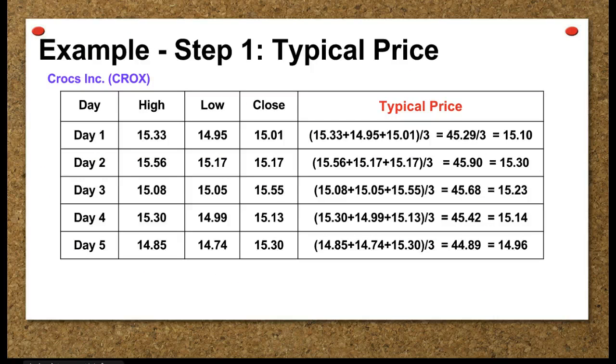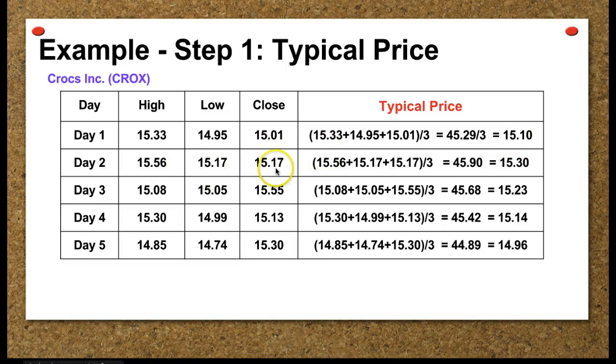All right, here's our example. Step 1, our typical price. Well, here's 5 days, and here's the high, the low, and the close, and this is from Crocs. So I've calculated the typical price by adding these up and dividing by 3. You've practiced doing this already, finding averages, so you should be good at finding the typical price.